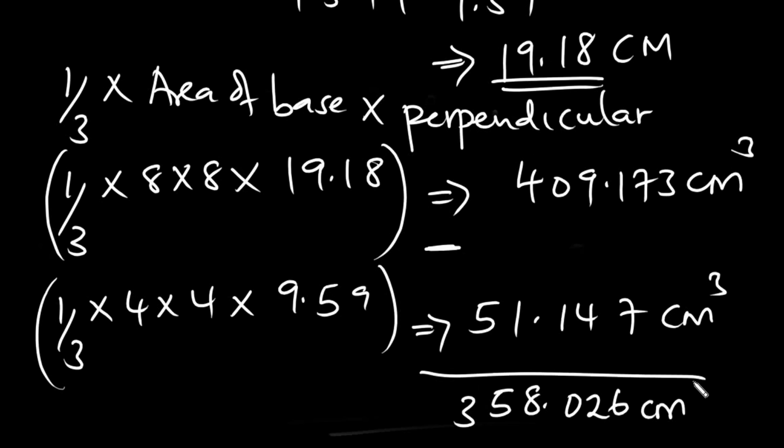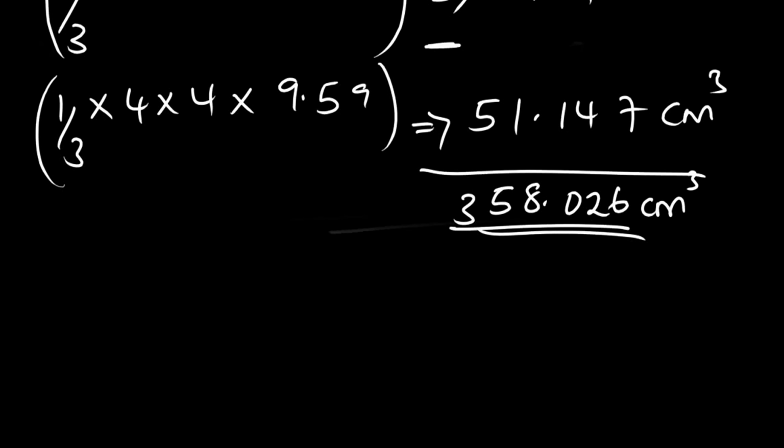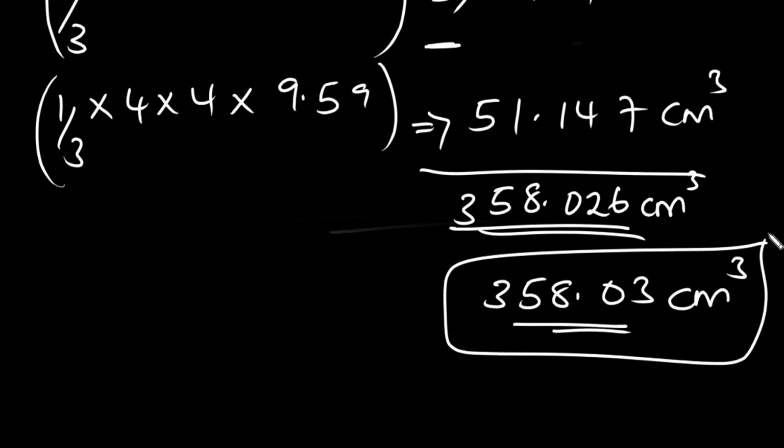358.026 cubic centimeters. But remember, we are told to give our answer correct to 2 decimal places. So it's going to be 358.03. That is when we round off, and that is our final answer.